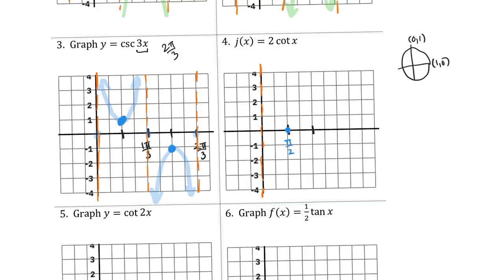Okay, and then if I go back to pi, negative 1 divided by 0 is going to be another asymptote. Okay, cotangent needs to fit between here and here. So I need to figure out which side's going up and down.